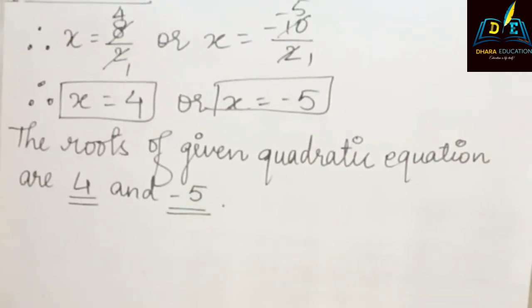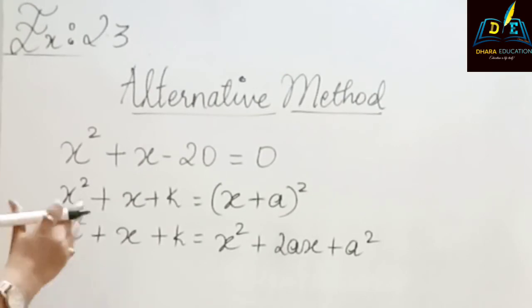Thank you students. As we have already solved exercise 2.3 question number 1, there is always an alternative method. In this, we will start an alternative method where you compare the coefficients in the given equation. Okay, so let's start. Have a look now. This is the alternative method.